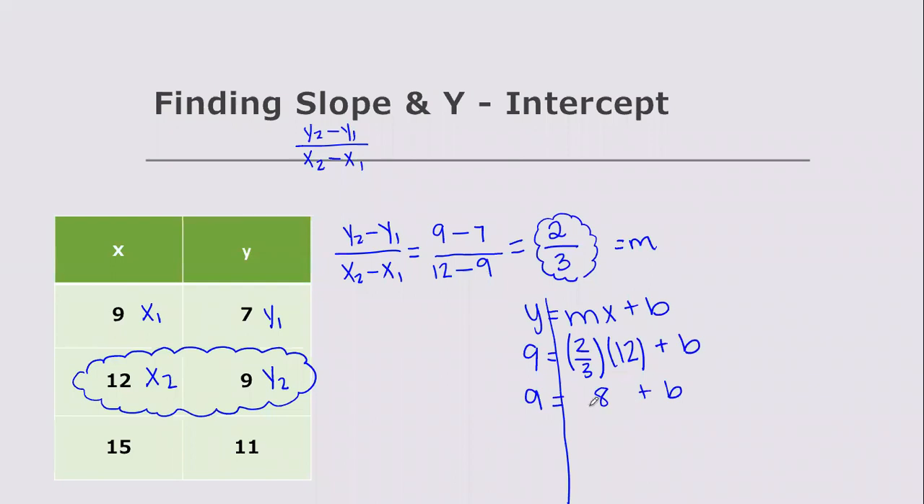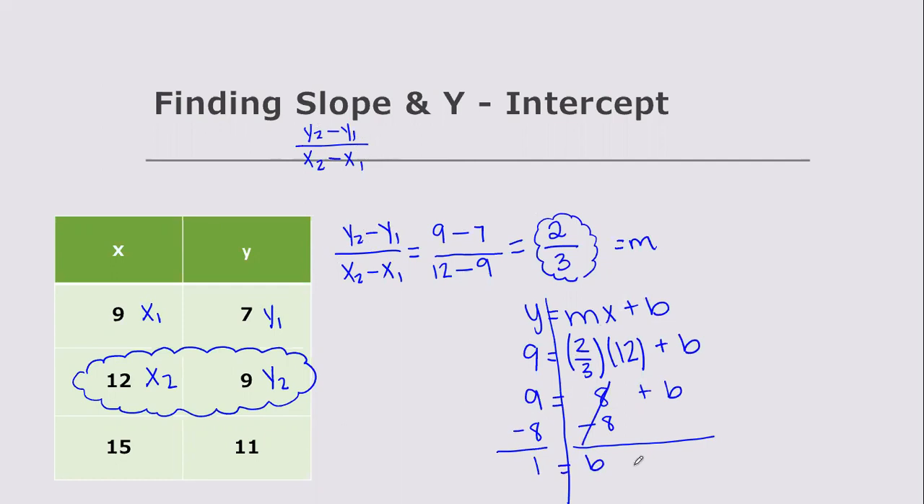I'm almost there, but I've got to get rid of this positive 8. How would I get rid of it? 2 minus 8. Perfect. I'm going to subtract 8 from both sides. I need to do one where there's a negative. So I'm going to subtract 8 from both sides. 9 minus 8 will give me 1.